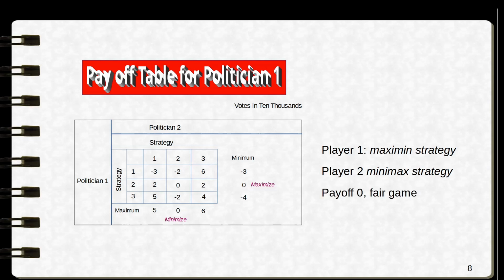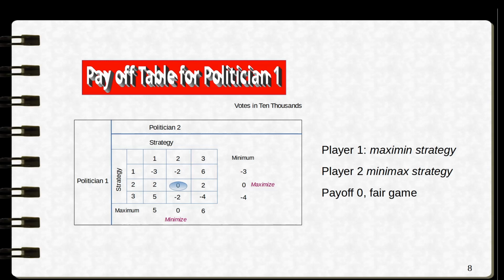If both of them played strategy 2, the payoff finally would be 0, and it's a fair game. In a fair game, what happens is, if the strategies are finally played, nobody actually wins. It's a stalemate. Now, the result of the strategy 2 played by each individual politician is 0 votes.